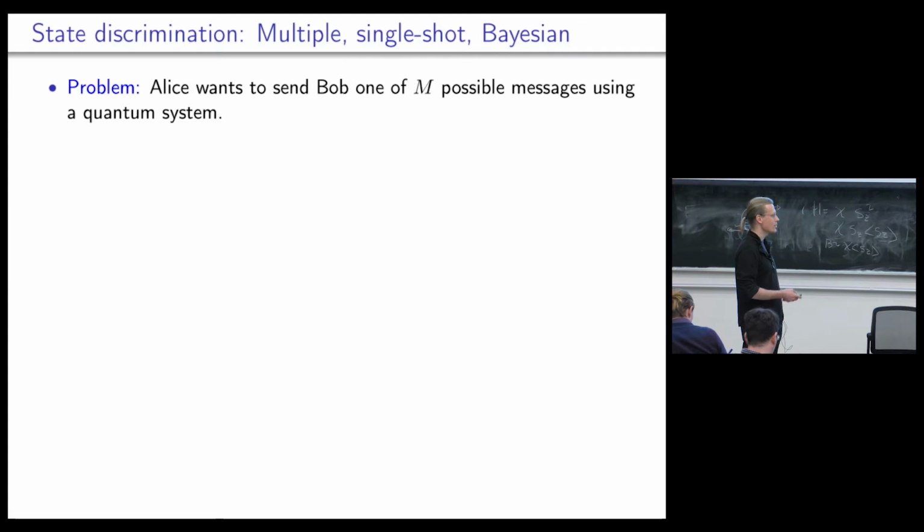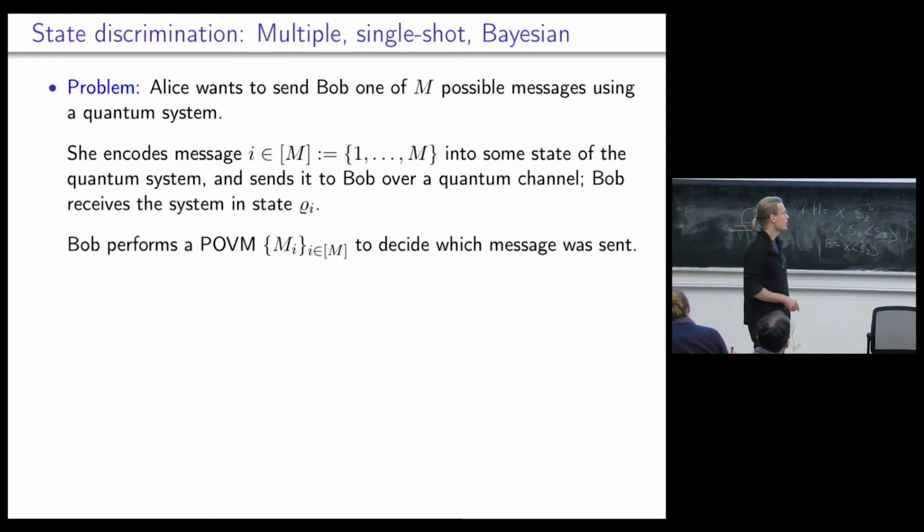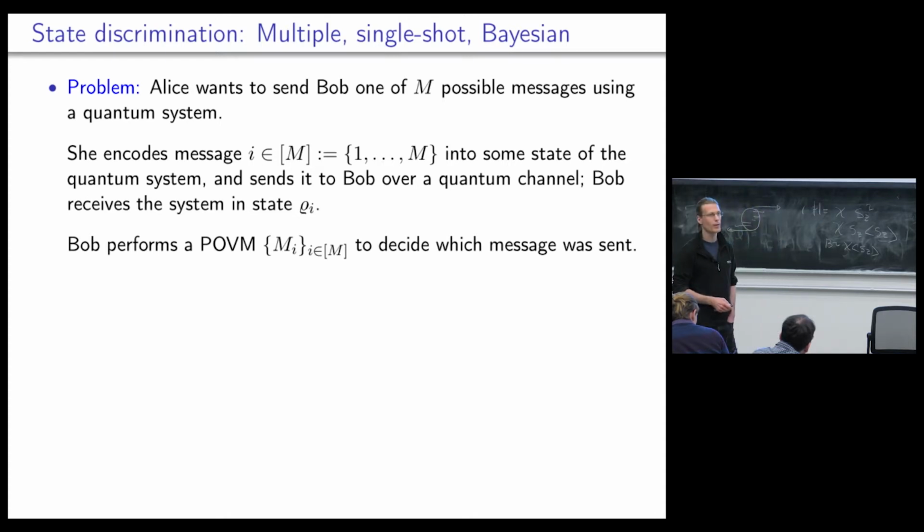So there are two parties, Alice and Bob. They want to communicate classical information, and Alice wants to send Bob one of m possible messages using a quantum system. So what she can do is encode her message, any of these messages, into some state of the system. She can use a quantum channel to send it to Bob, and Bob receives the system in a certain state. Here, Alice is encoding, and the action of the channel is encoded in this ρ_i. So this is what Bob receives at the end of the single-shot protocol.